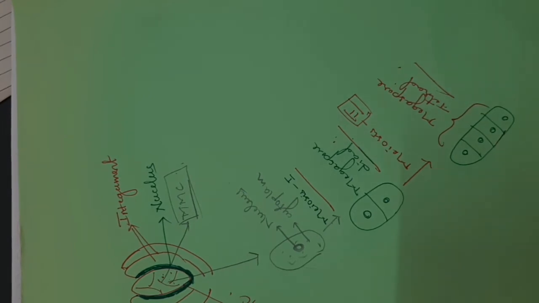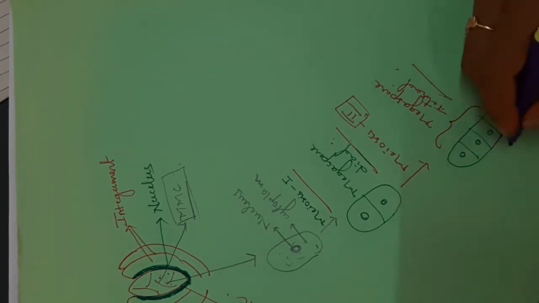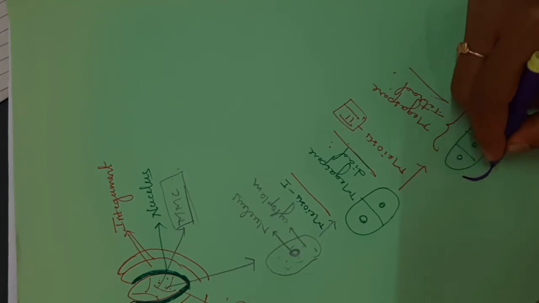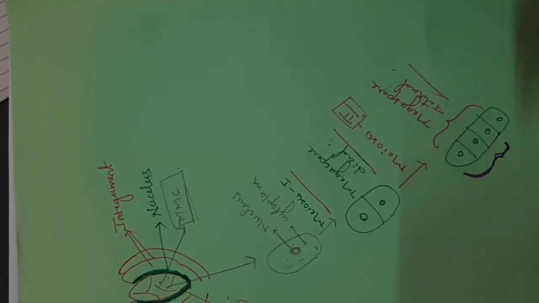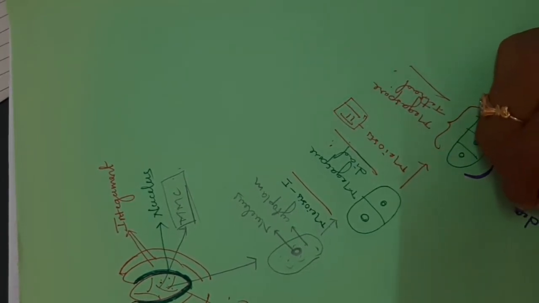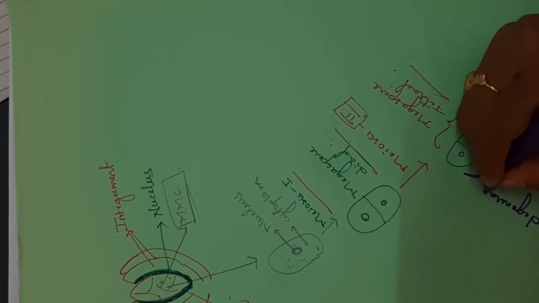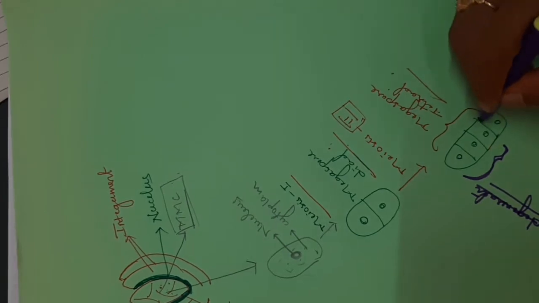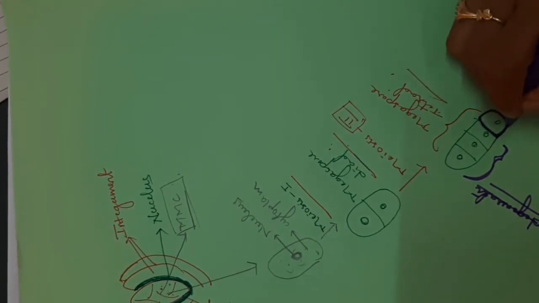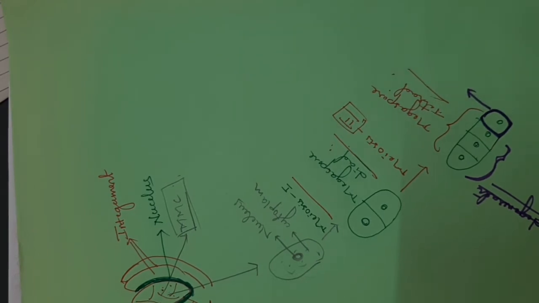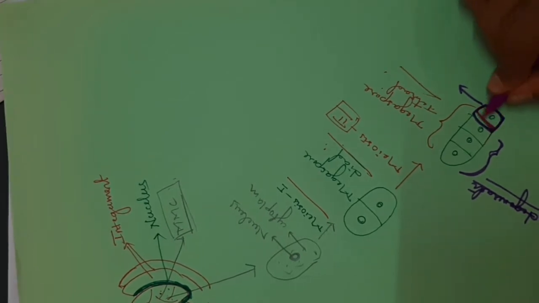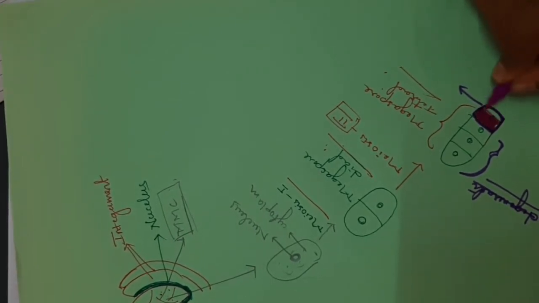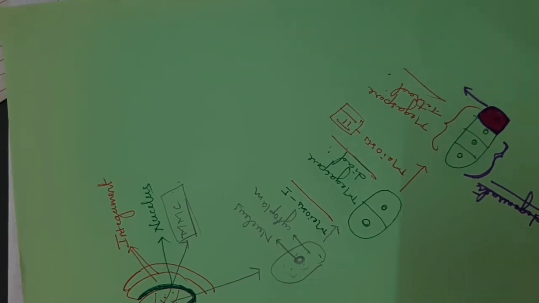In this tetrad condition, the 3 cells present at the upper side degenerate. Only a single megaspore is functional. This one is going to form the embryo sac.